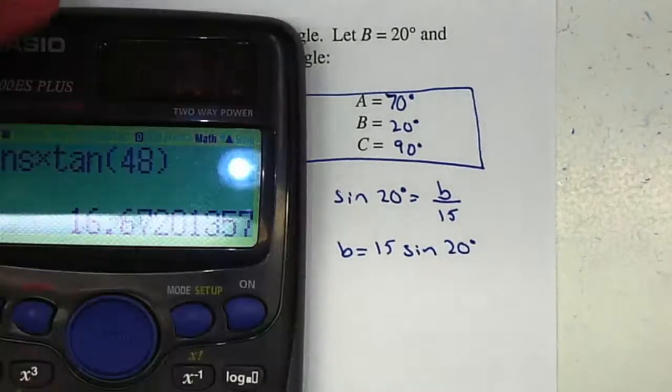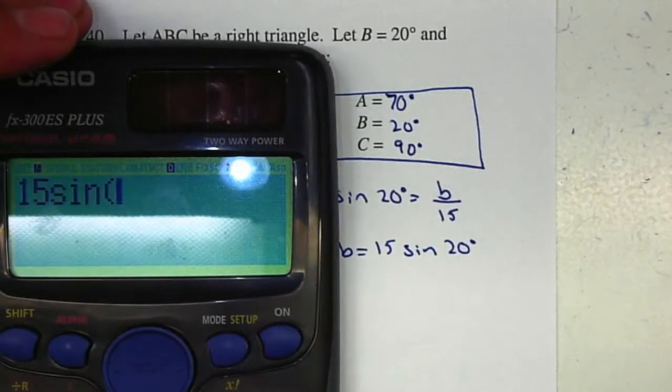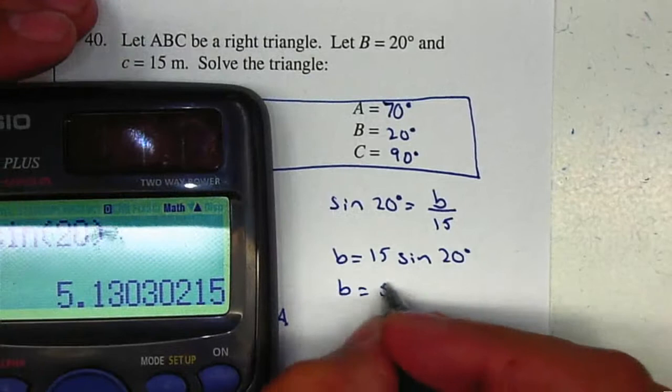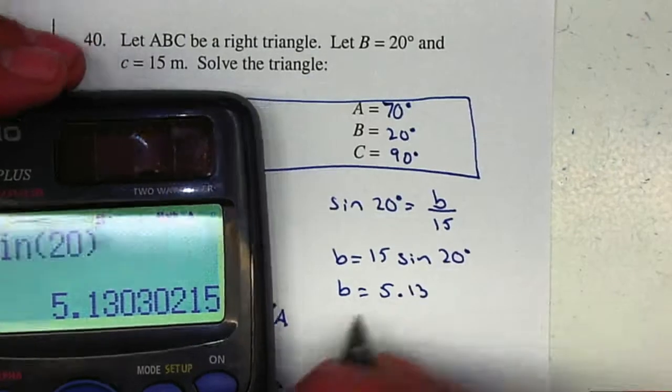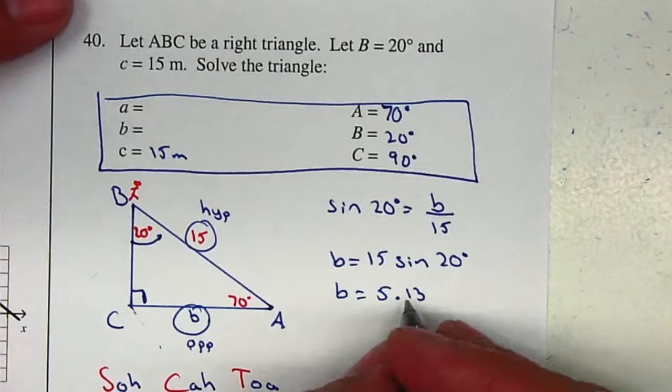And I'm going to type it in. 15 multiplied by the sine of 20 degrees. So b is equal to 5.1. In this case, we just need two significant figures, so it'll be 5.1.